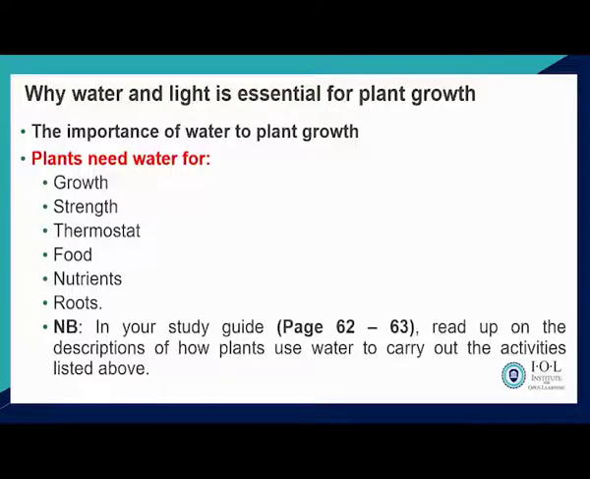In your study guide on pages 62 and 63, it is described in more detail how plants use water to carry out these activities that are listed in this slide. They are discussed more in detail on pages 62 to 63 of your study guide. So please do familiarize yourself with those details.